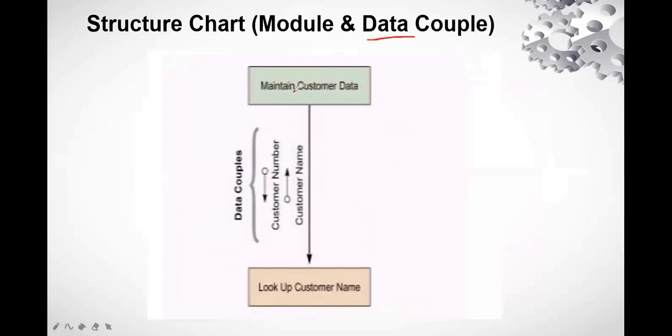Now see, let's say we have customer data maintenance and then we have lookup customer name. That means for a certain reason, we need to look up the name of the customer. Let's say we have received an order and I want the details of the customer name. I have just got the phone number and I will get the name and the address from that particular data. So here I need to fetch the name of the customer.